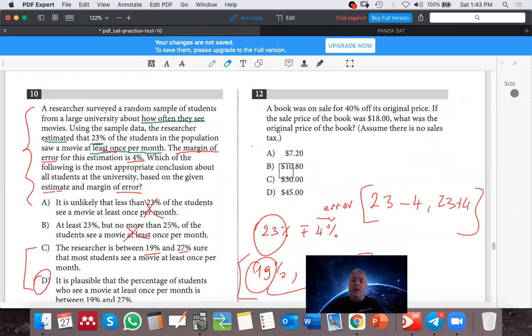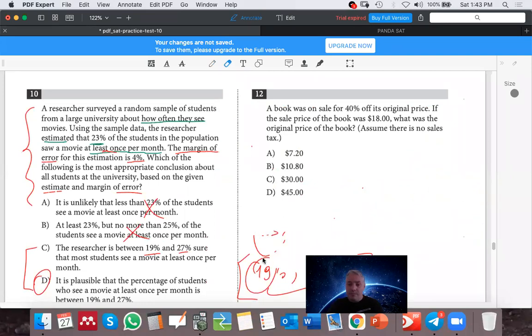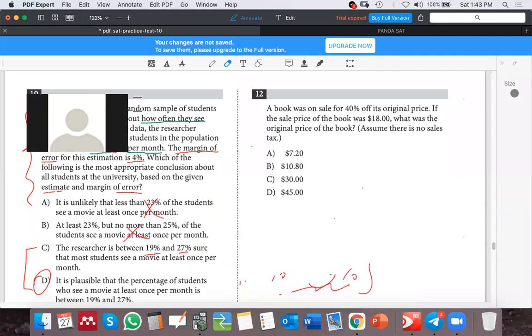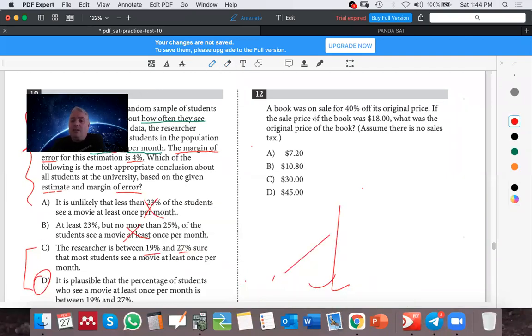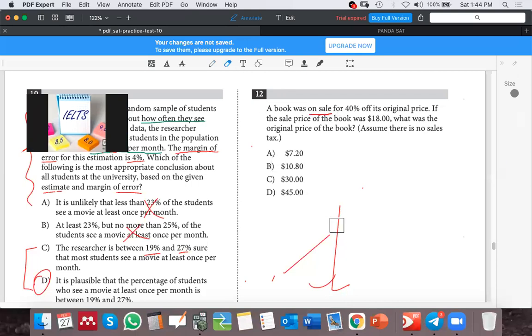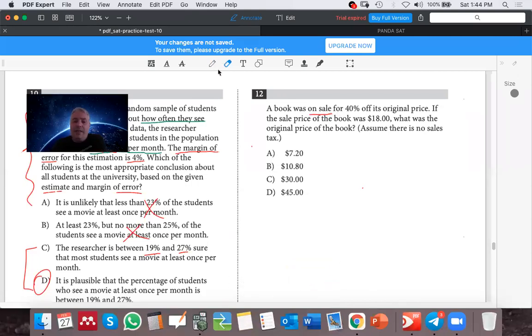Now question number 12, it's a percentage question. When we look at question number 12, what do we see? A book was on sale. So what does on sale mean? It's a discount, right? On sale means it's a discount. 40% of its original price. So I don't know the original price. Let me call it X. There are two types of solutions, but the one I prefer is this: when something is 40% off, what percent of the normal price is remaining? 60%. I mean, you will have X times 0.6.